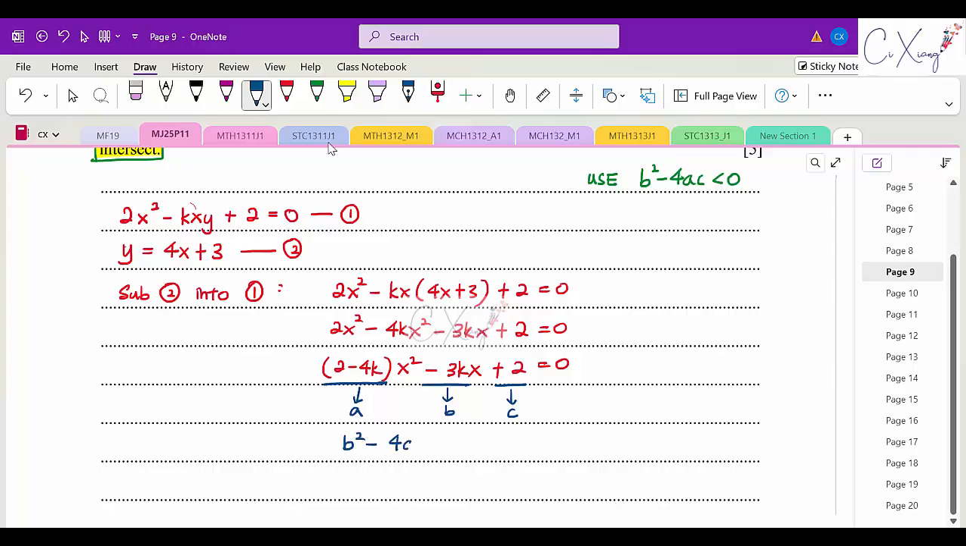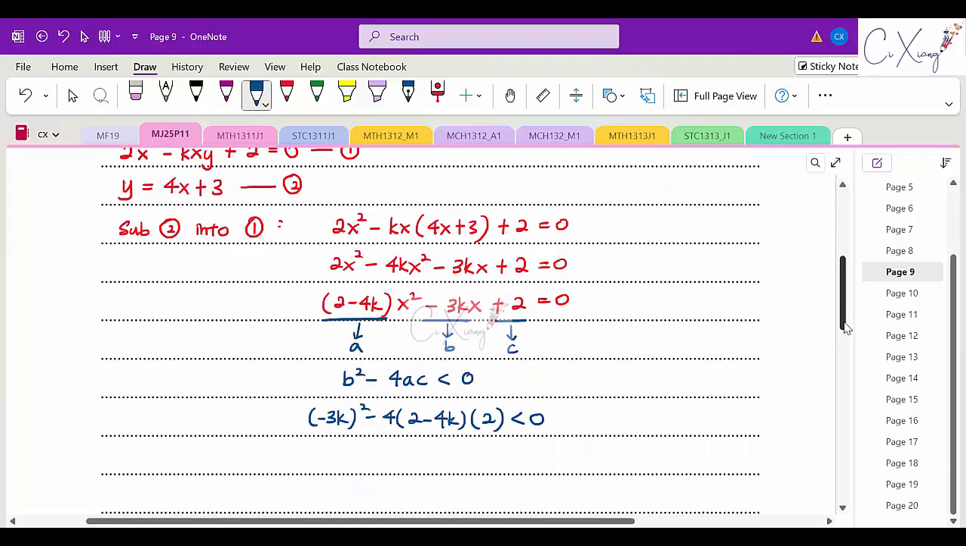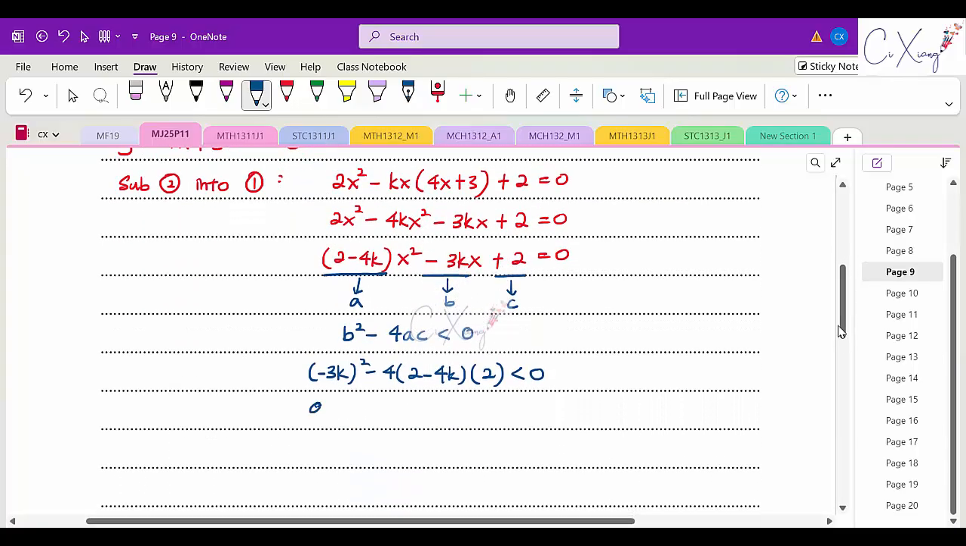B squared minus 4ac smaller than 0. B is negative 3k, squared, minus 4, A is 2 minus 4k, C is 2, then smaller than 0. Okay, then continue further. Negative 3k squared, you're having 9k squared. Then minus 4 times 2 times 2, right? So negative 4 times 2 is 8, 8 times 2 is 16. You will be having negative 16, then positive 32k smaller than 0.